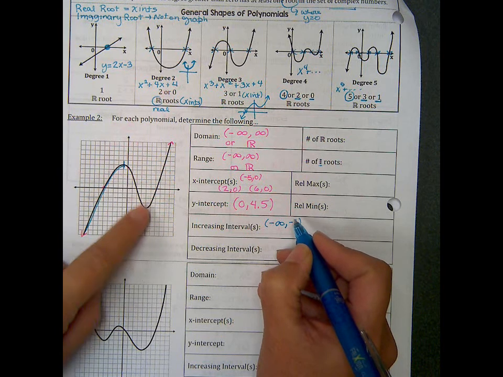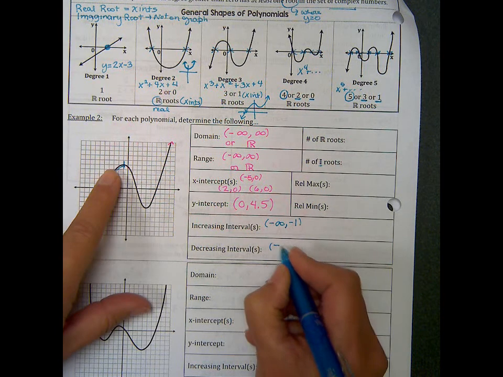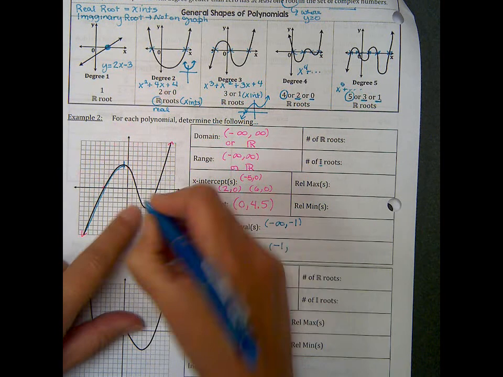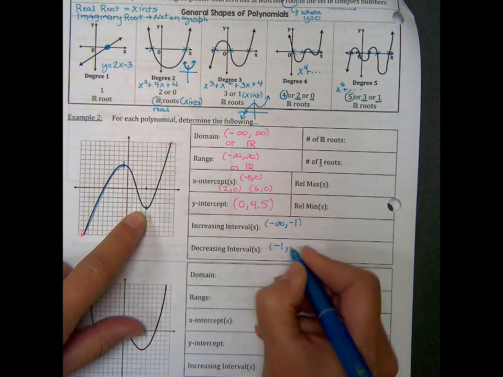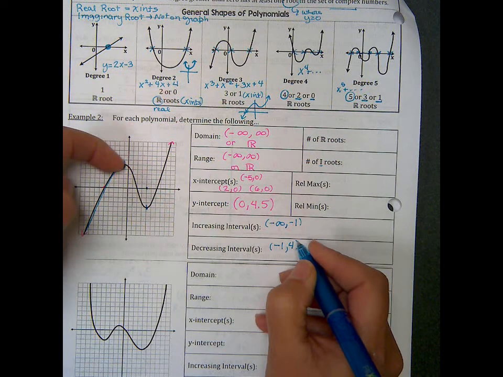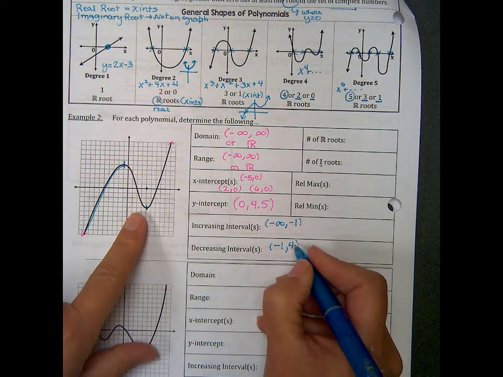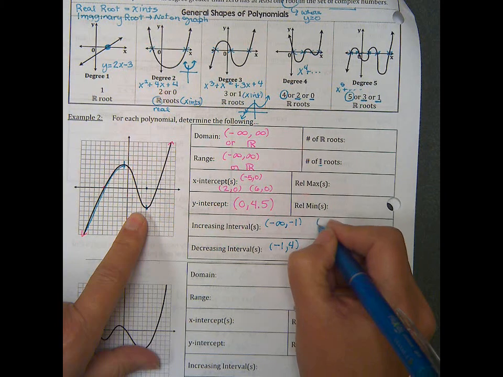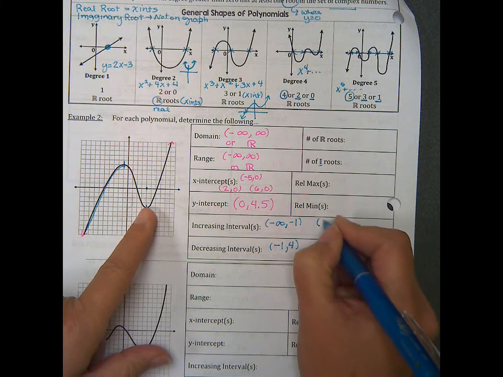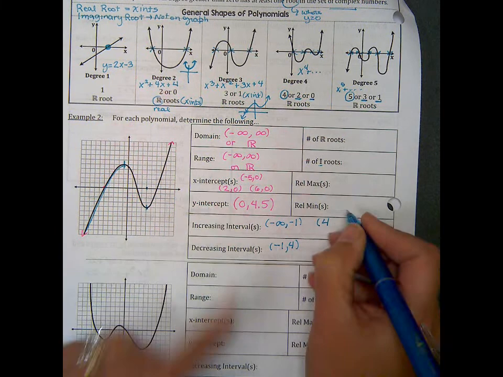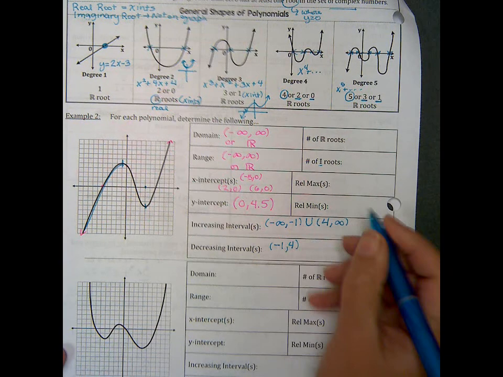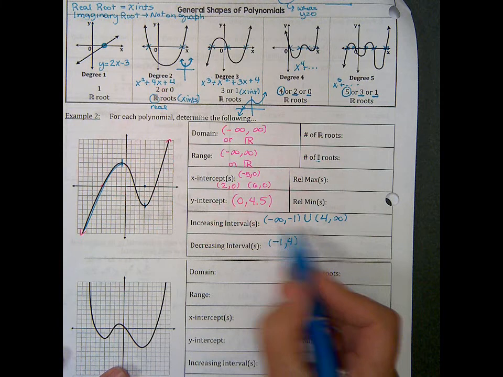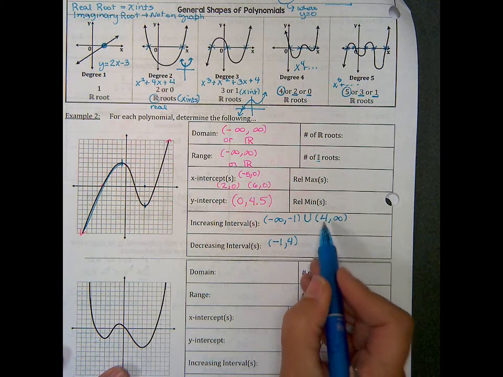Negative infinity to -1, it's increasing. And then it's decreasing from that -1 till we get to this value. And that value is 1, 2, 3, 4. So from -1 to 4, this graph is going down, it's decreasing. And then it's going to increase again from that 4 on forever to infinity. And we put a little union here because it's doing it in this interval and also in this interval.